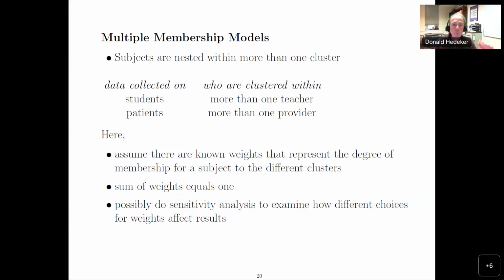Now, what you need to do here with multi-membership models is you kind of need to know how much the student is seen by these multiple teachers. So we need to have weights that represent the degree of the membership for a student to all the different teachers, all the different providers, something like that. Okay? And the sum of these weights equals 1. Okay? They represent amount of time or the degree of membership of the student, let's say, in the cluster. Okay? Now, you can imagine that there might be a few different ways to define these weights. And so what you might want to do in that case is to do sensitivity analysis to see how the choice of these weights might affect the results or not. Okay.